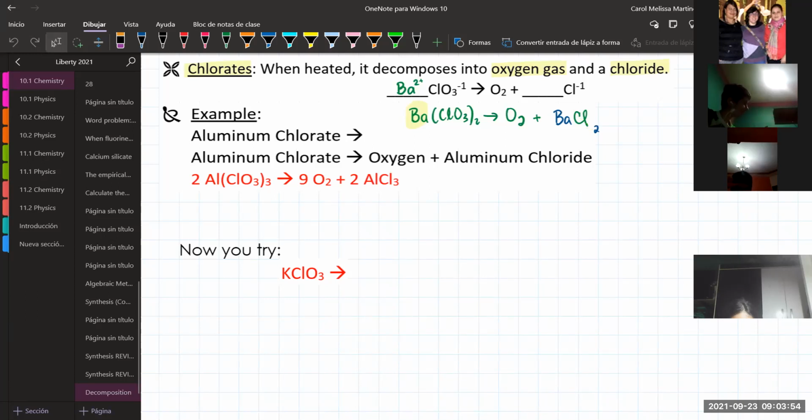Then I have to see if it's balanced. It's not balanced, so all I do after is I just balance it. To balance, I just need to place a 3 over there, and it's going to be balanced.